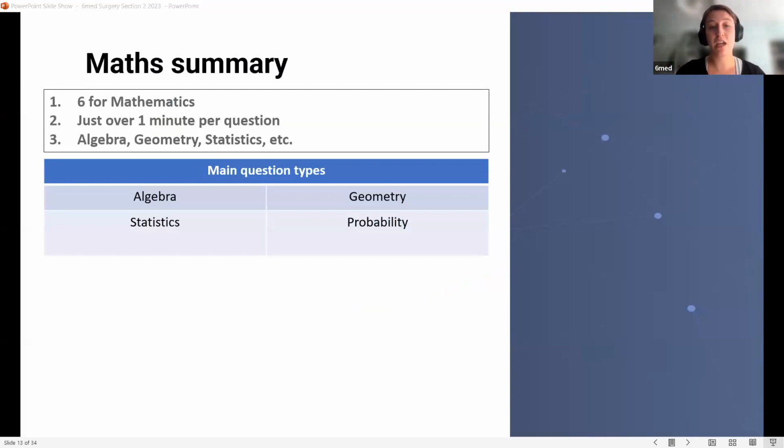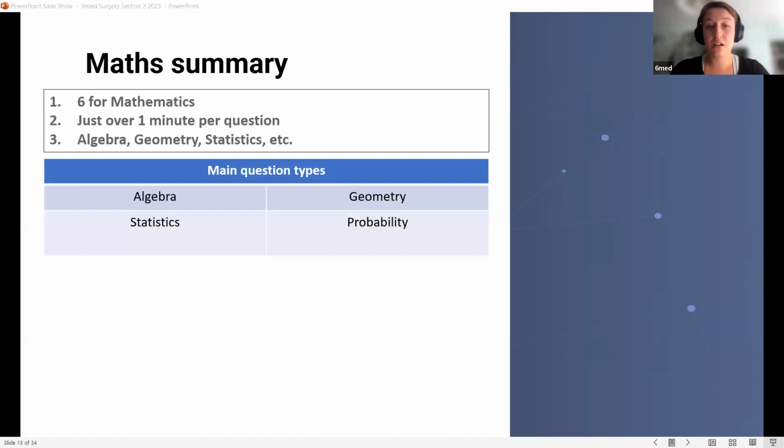In terms of the most common question types, I'd say you've got your algebra-based questions, which would be something like simplify. Geometry-based questions tend to have algebra involved in them. It will tend to be like there's an unknown side length, and you have to work it out algebraically. Or you could also have graph-based questions in your geometry as well. So don't forget about those.